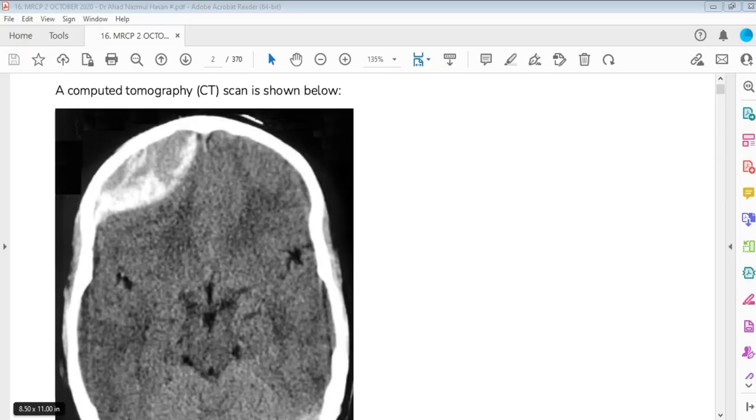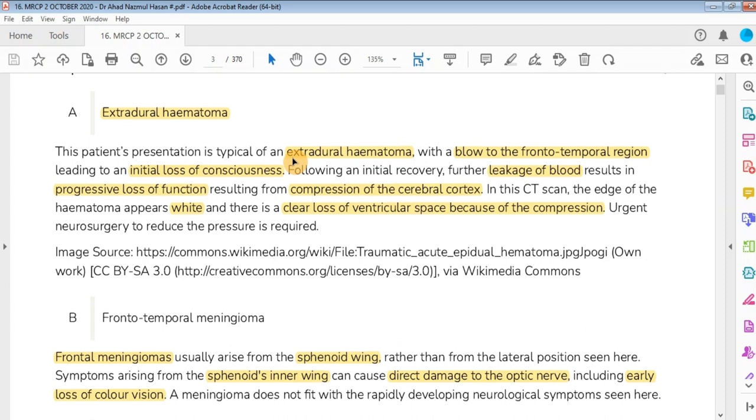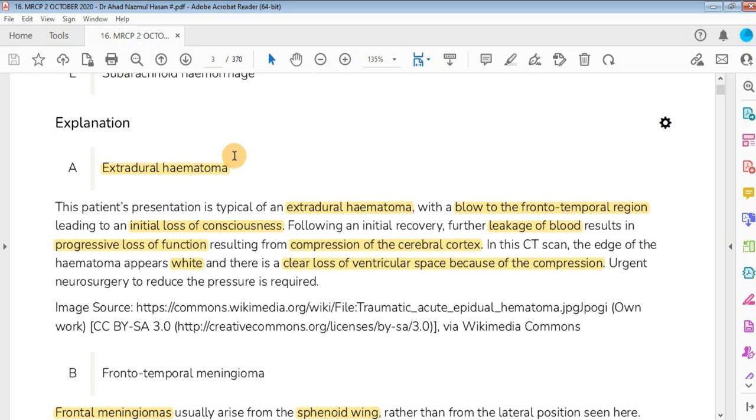This patient presentation is typical of an extradural hematoma with a blow to the frontotemporal region leading to initial loss of consciousness. Following an initial recovery, further leakage of blood results in progressive loss of function, resulting from compression of the cerebral cortex. In this CT scan, the edge of the hematoma appears white and there is clear loss of ventricular space because of the compression. Urgent neurosurgery to reduce the pressure is required. So the patient will ultimately require burr hole surgery.